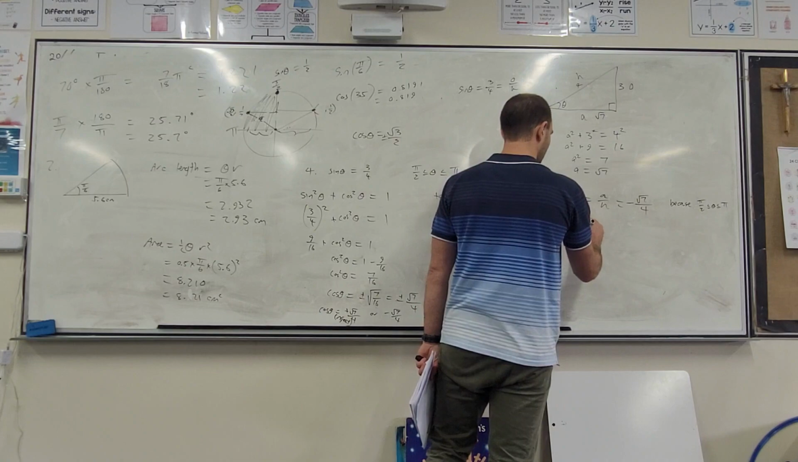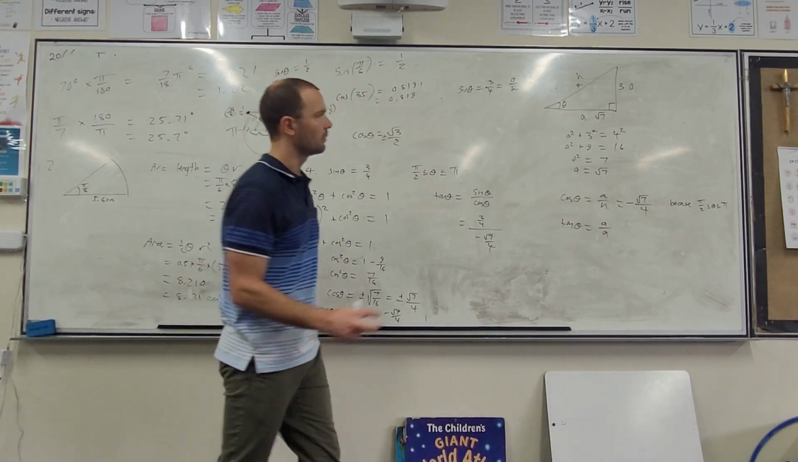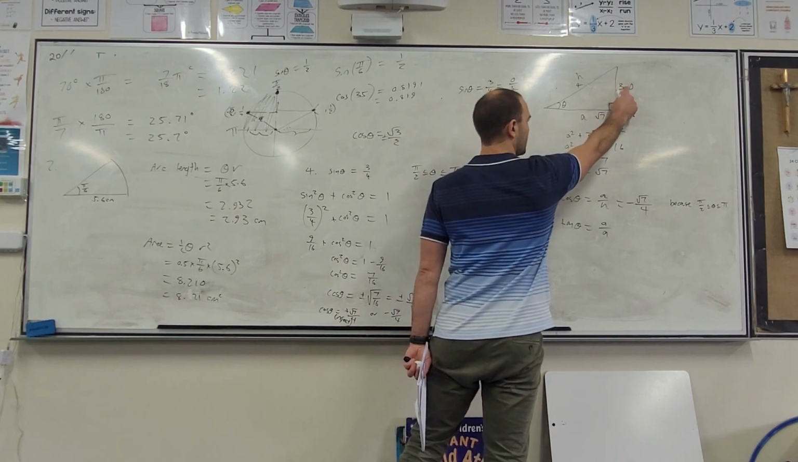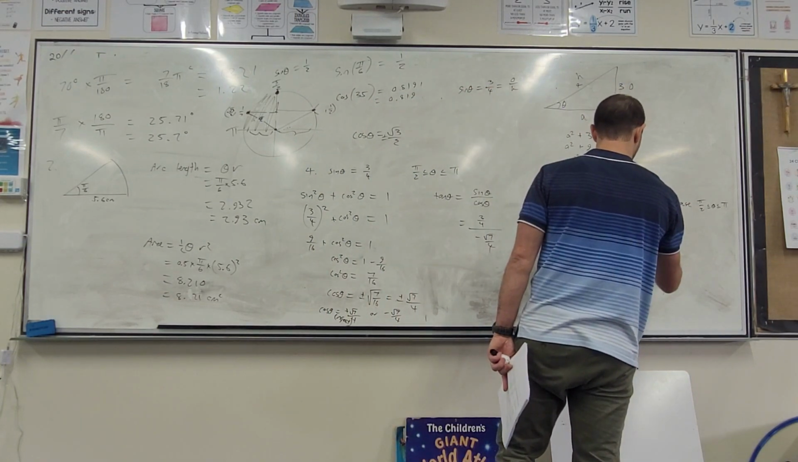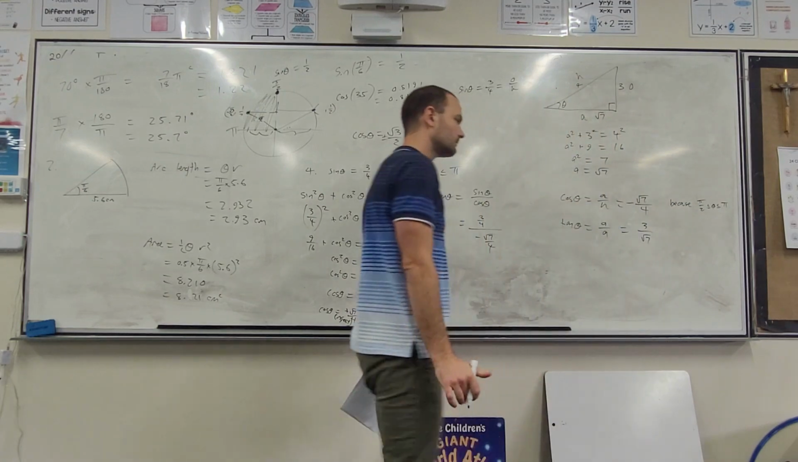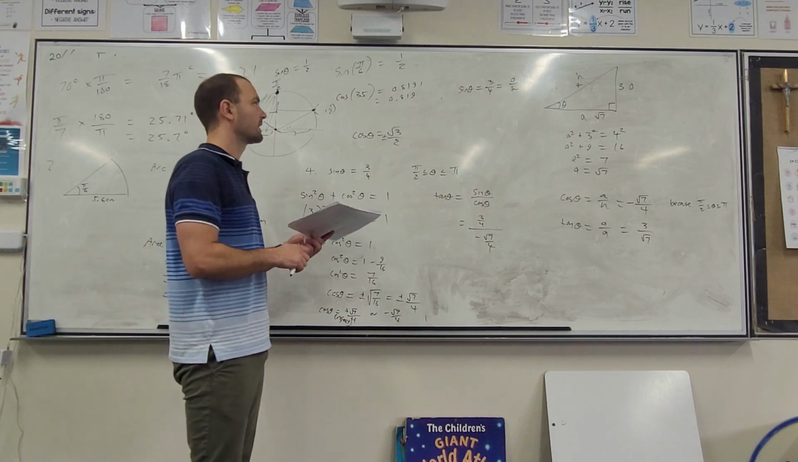And then we go to tan theta. Tan is O on A, SOHCAHTOA. O on A, we'll look at our diagram. O corresponds with 3, A corresponds with root 7. So tan is 3 on root 7. And we go, is the tan positive or negative? Well, we've got to consider the region.